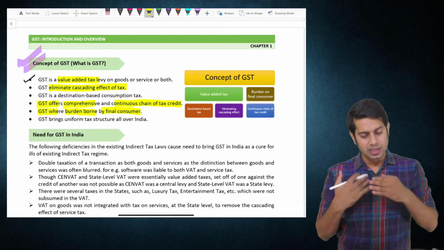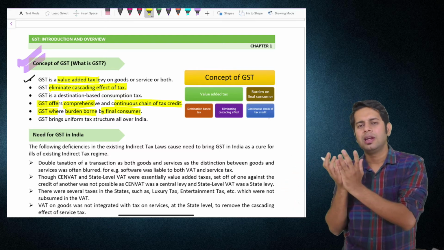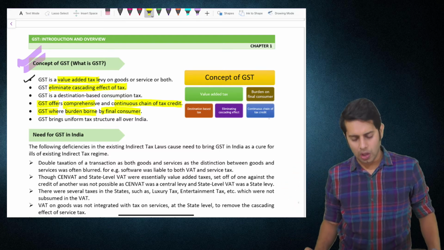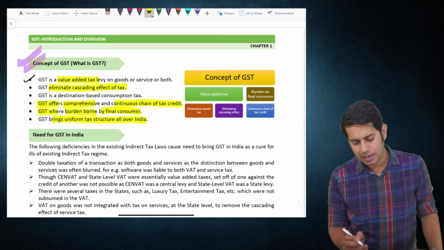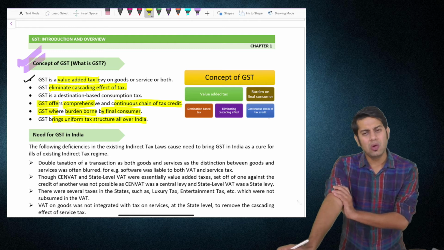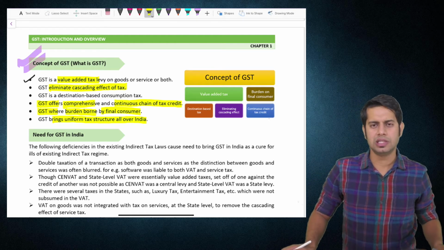It is not the one person, it is collected at each and every stage, and then finally the final consumer, the entire burden is put on him. Then GST brings uniform structure all over India. Under GST, now, this you will understand when you see the different types of taxes which you have subsumed under GST.